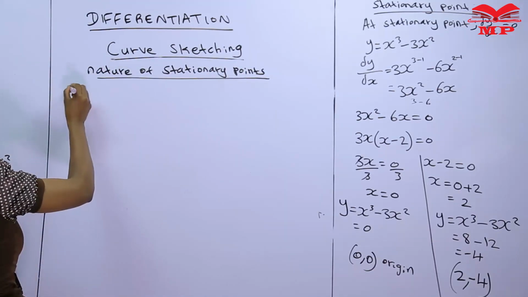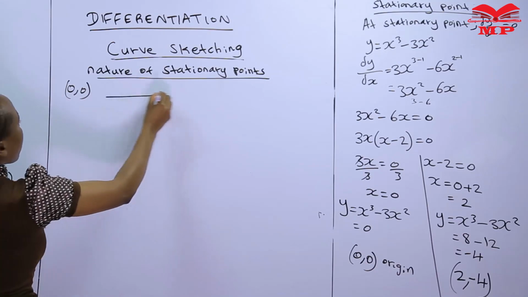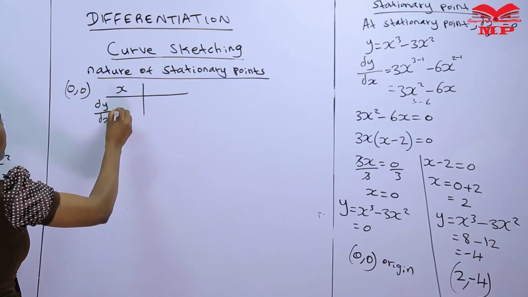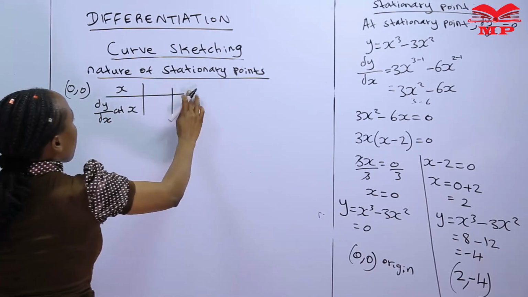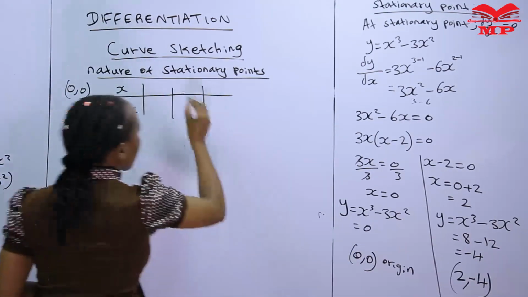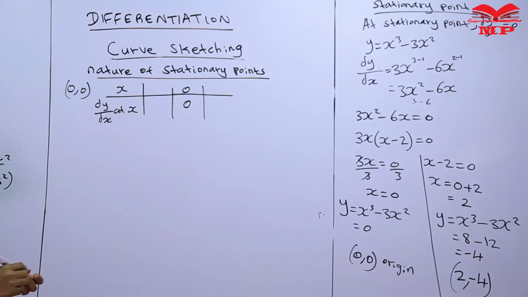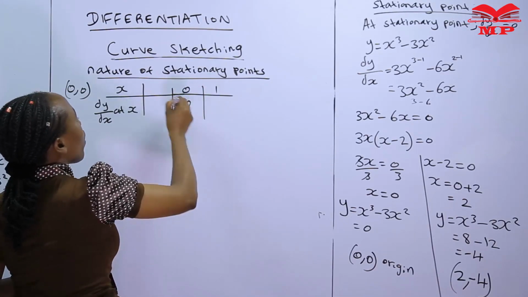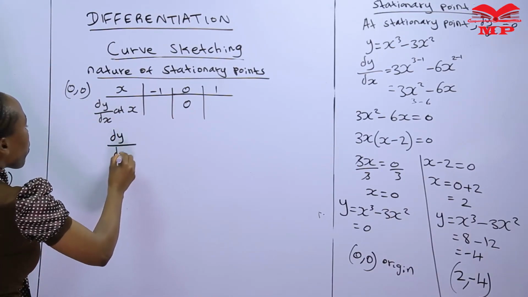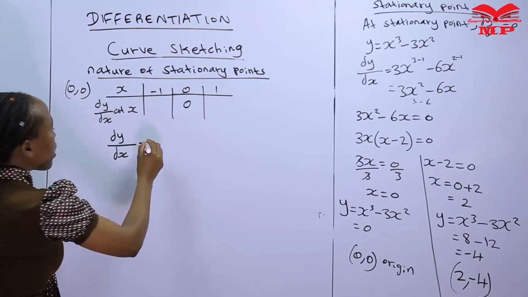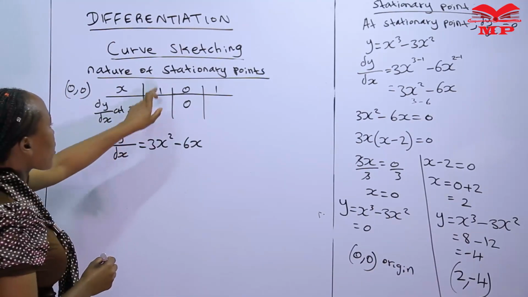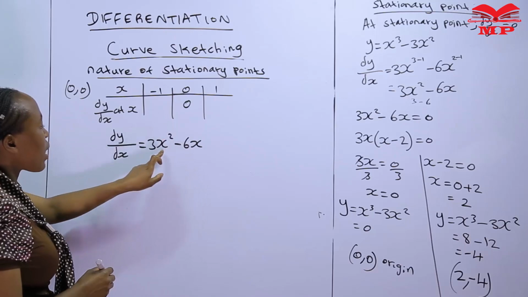The first one we have is point 0, 0. So we just come and get the values of x, and then the gradient dy dx at x. So we get the points here. The middle one is when the gradient is 0. So x is 0, the gradient is 0 at the turning point. Then we get a point towards the right, like 1, and towards the left. Then we know that the equation dy all over dx is equal to 3x squared minus 6x. So we have, therefore, when x is negative 1, we have negative 1 squared, that is 1.